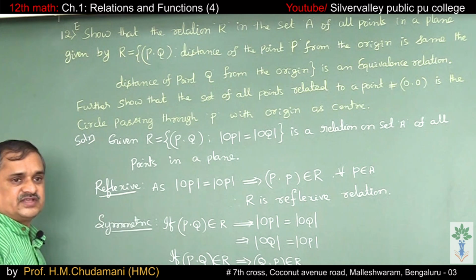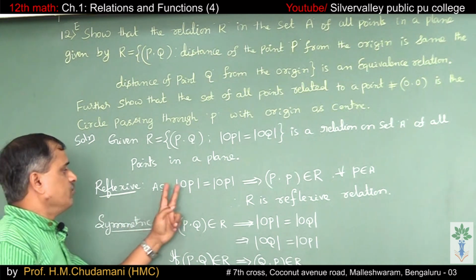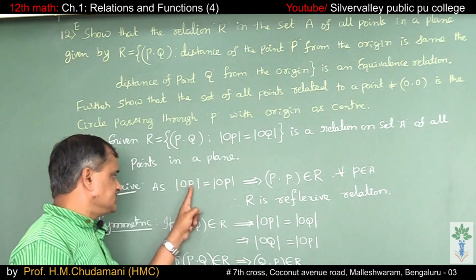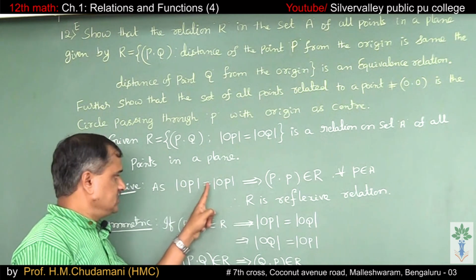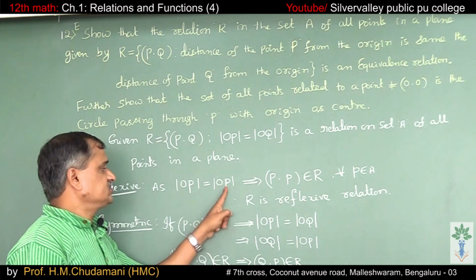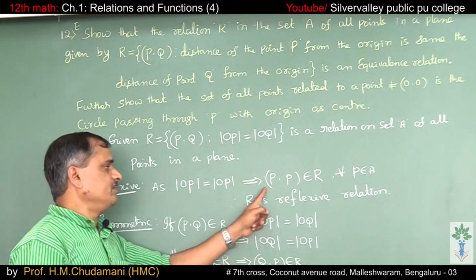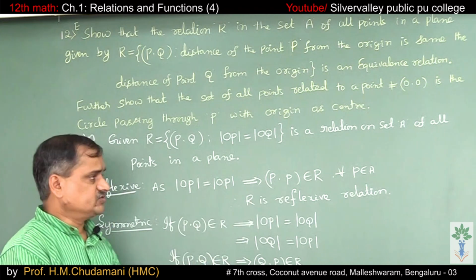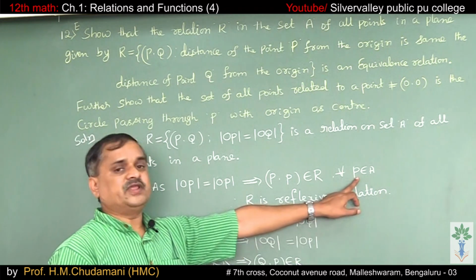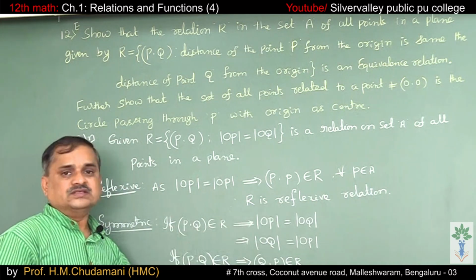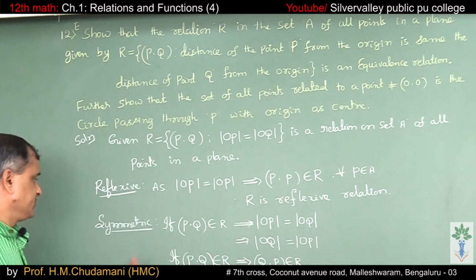Let us check reflexive relation. As modulus of OP, the length of OP, that is the distance of the point P from the origin, is equal to the distance of the point P from the origin, as these two are equal, (P, P) belongs to the relation for every P belonging to the set A. Therefore, R is a reflexive relation.